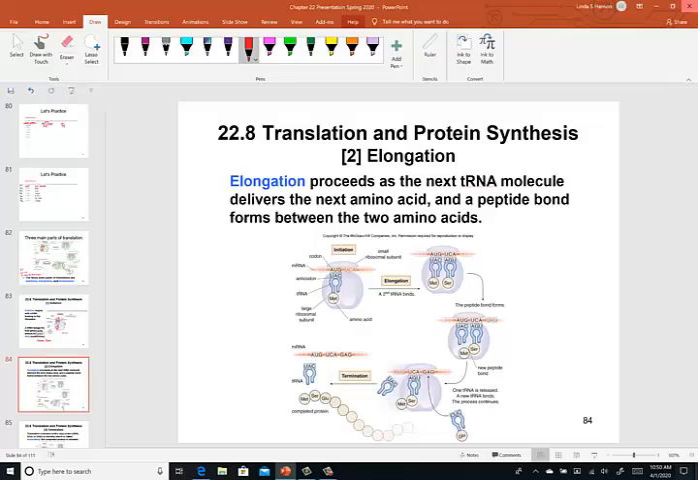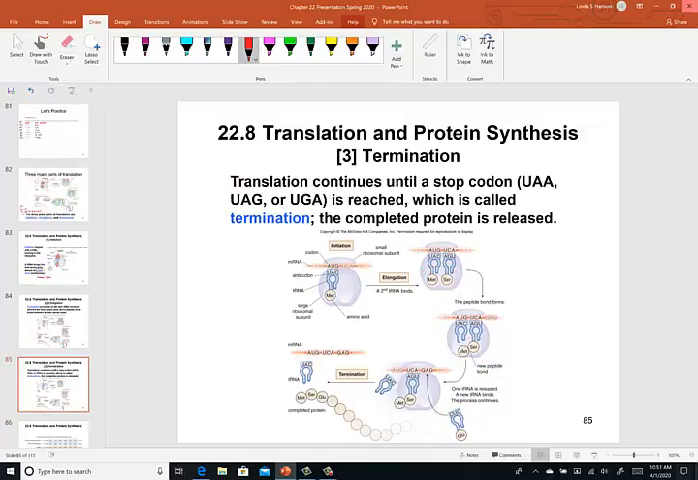Elongation proceeds as the next transfer RNA molecule delivers the next amino acid. And we learned that's called a peptide bond forming between 2 amino acids. That was back in our protein chapter. And that just continues over and over and over again. The protein will elongate each time, hooking together by those peptide bonds, until finally you read a termination code, and the termination code stops the process.